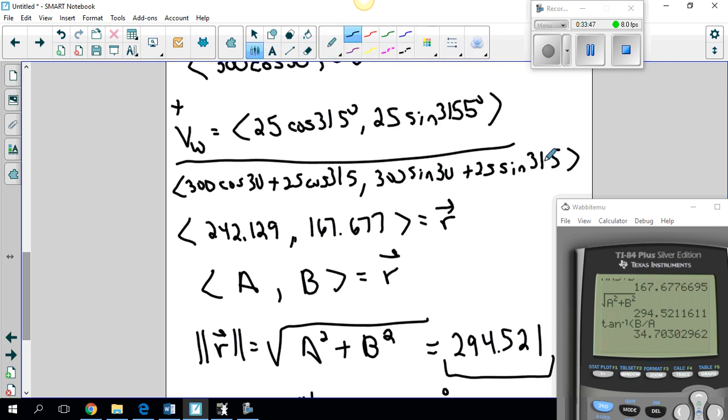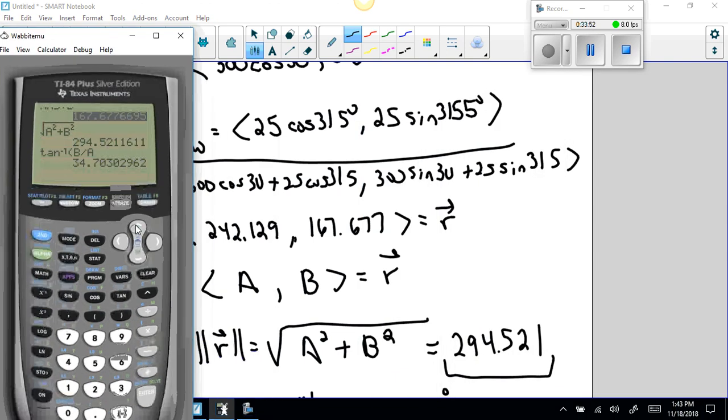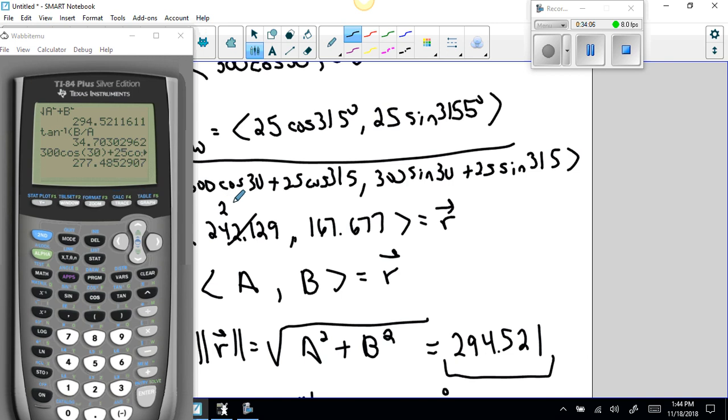315. So we get on the calculator, and then we go grab some calculations. Let's go grab that cosine one, and let's change that to 315. 277.48. Store alpha A. Delete, delete. Store. Delete. Let's just try it. Store alpha A.